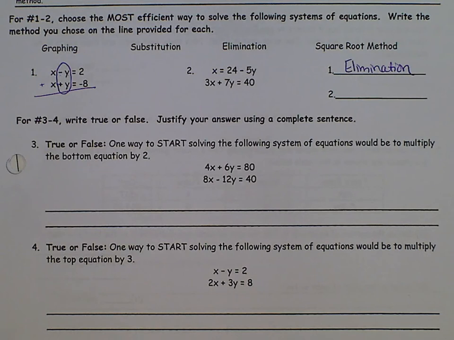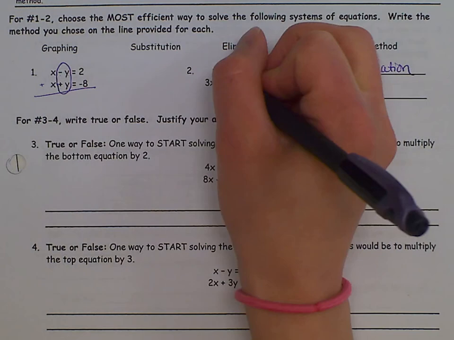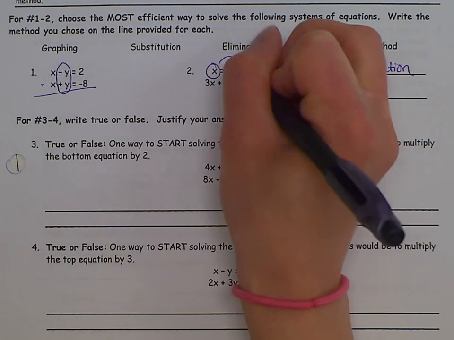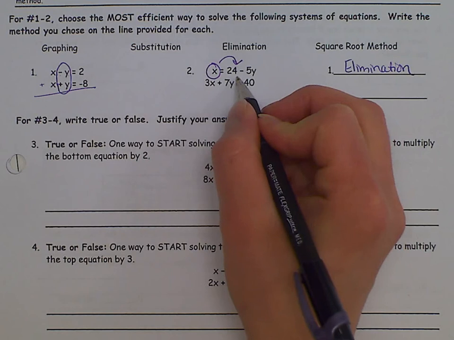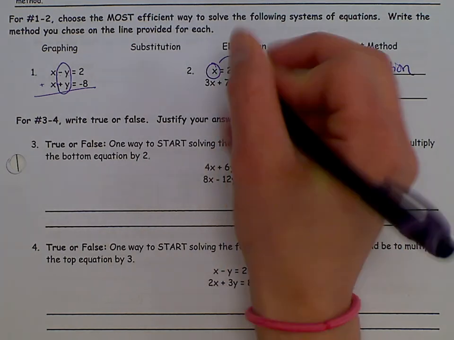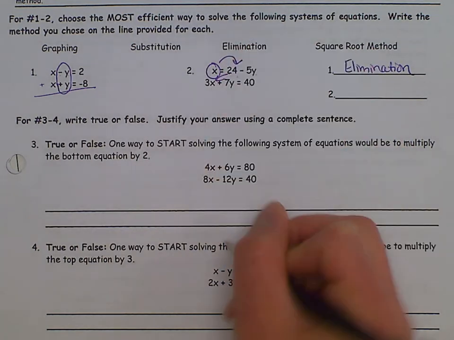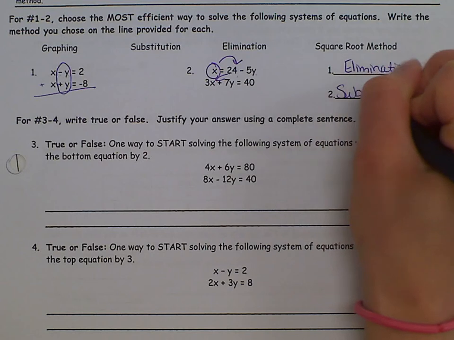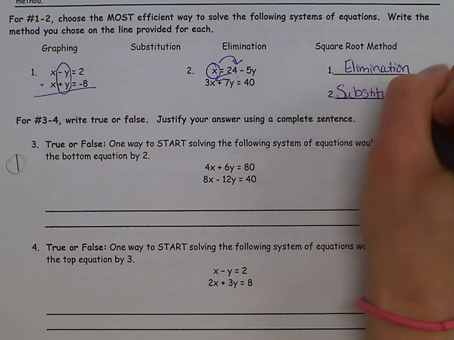Number 2, when you look at the equations in number 2, notice that an x is isolated. So we can substitute 24 minus 5y in for x in the second equation. So substitution would be the most efficient method because a variable is already isolated.